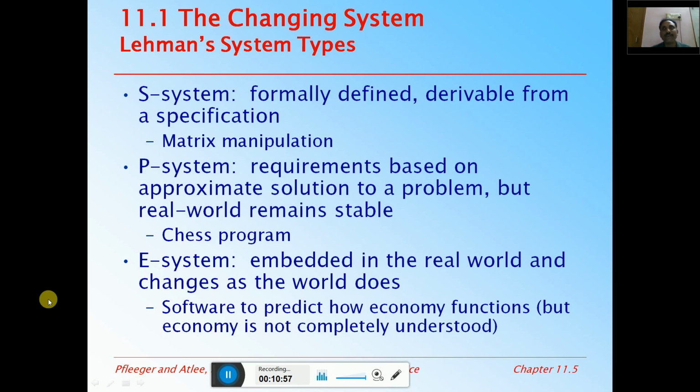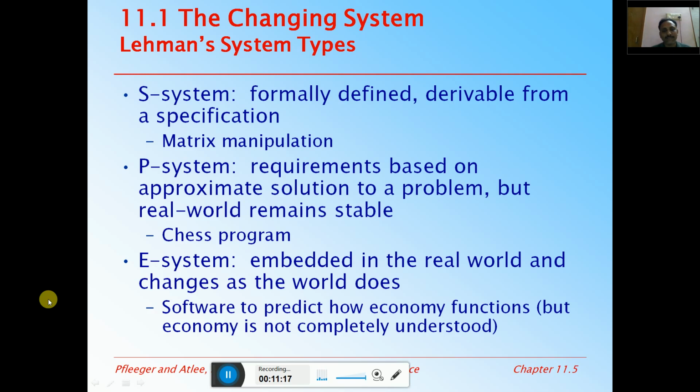When you well understand the specifications of the problem and the solution, those kinds of systems are called S type systems. These S type systems are less prone to changes. Whenever it is changed, it means the problem is a completely new problem. Okay, so why?